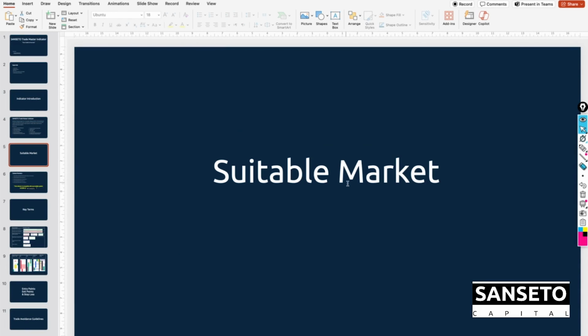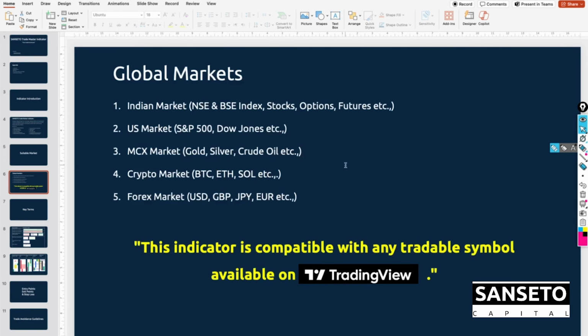Next, we'll see what markets our indicator is suitable for. Globally, we have different types of markets all around the world. We have the Indian market, the US market, the MCX market, the crypto market, and the forex market. In the Indian market, you can use our indicator on NSE and BSE indices, any stocks, any options, and any futures.